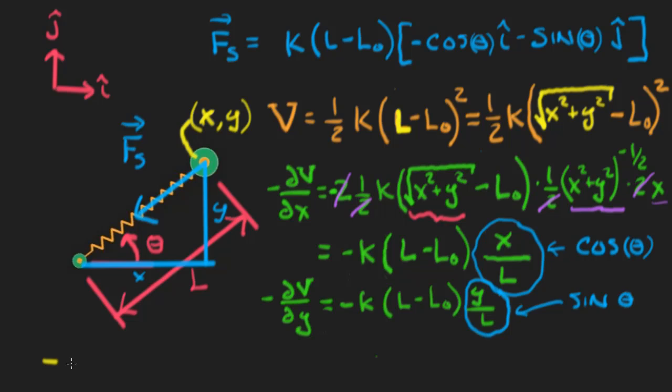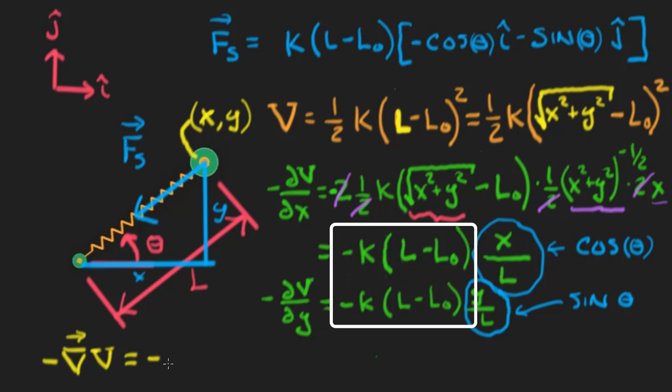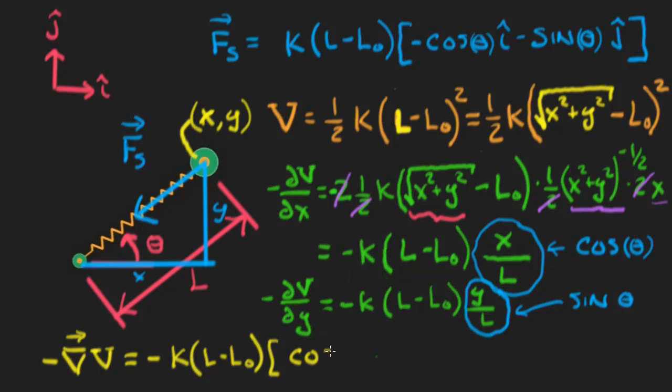All right, so now let's put together our gradients. I should say minus gradient of the potential. Notice that both terms have this minus k(L minus L0) term in there. So let's bring that out. And then in the i hat component, we've got a cosine. In the j hat component, we've got a sine. And that's it.